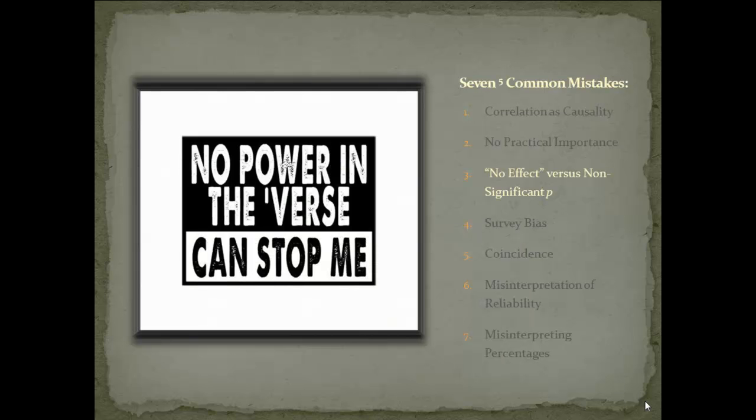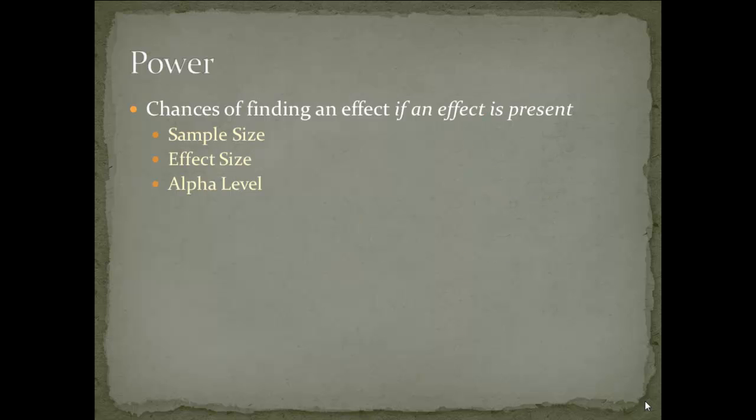So next is the idea of finding no effect versus having a non-statistically significant p-value. This is related to the idea of power. Three things go into calculating power: sample size, effect size, and alpha level. But first, what is power? Power is your chance of finding an effect if an effect is present.